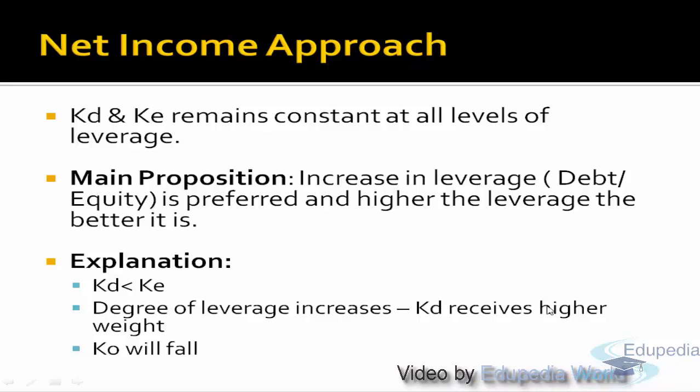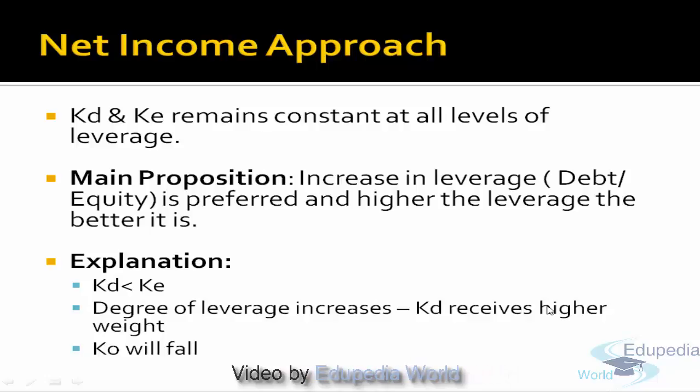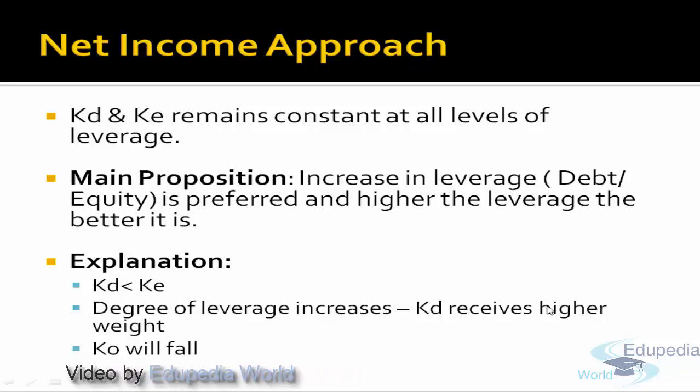The main proposition behind this net income approach is that if you introduce more leverage, or more debt into the company, it is more beneficial. The higher the leverage ratio, the better it is for the company. This is because if you introduce more debt into the company, the overall cost of capital reduces. Why? Because the cost of debt is assumed to be less than the cost of equity. As you introduce more debt, the weight of debt will increase in comparison to the weight of equity. As the weight of debt increases, the overall weighted average cost of capital will reduce, and hence the cost of capital will fall, which is ultimately better for the company.